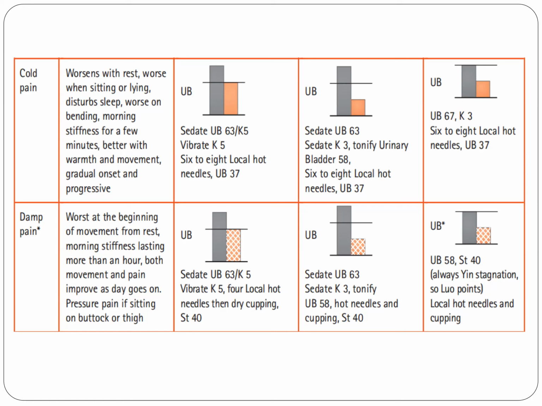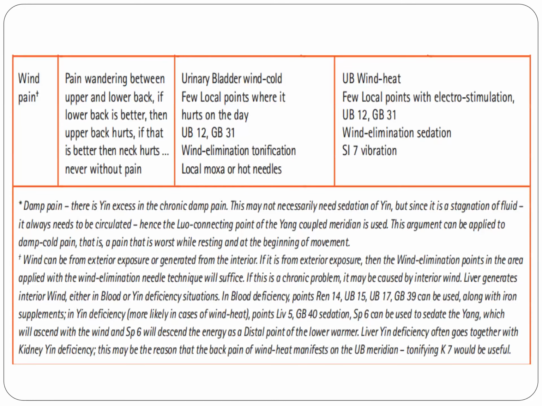Then we have the bladder qi deficiency and bladder yin excess. Sedate bladder 63, sedate kidney 3. So this is very yin: tonify bladder 58, hot needles and cupping, stomach 40. And finally, we have bladder qi deficiency: bladder 58, stomach 40, always yin stagnation, so luo points, local hot needles, and cupping. So for wind pain, pain wandering between upper and lower back.